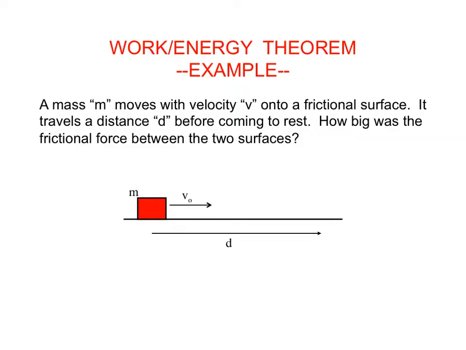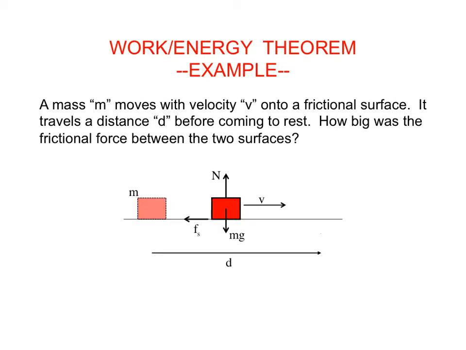So here is our system. Our mass has an initial velocity v naught. This is a frictional surface over which it's traveling. I'm assuming it's going to travel a distance d before it finally comes to rest. Just to be clear, I've tracked the body from where it started with its initial velocity of v naught, to this point right here where its velocity is v.